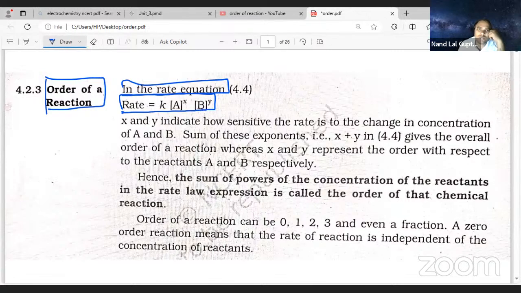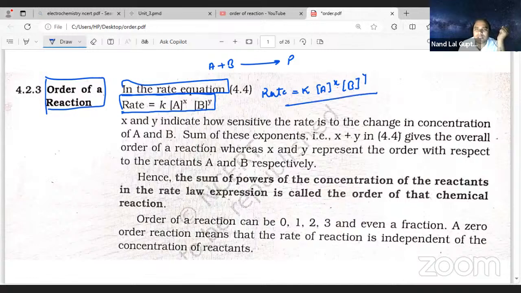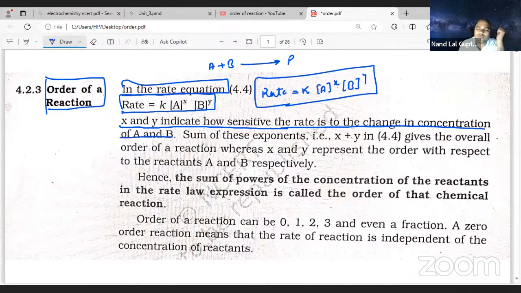A and B are the reactants. Suppose A plus B gives product. Then the rate is equal to k, the rate constant, times the concentration of A power x and B power y. This is another expression of the rate according to the rate law. Here x and y indicate how sensitive the rate is to the change in the concentration of A and B. The powers are x and y.